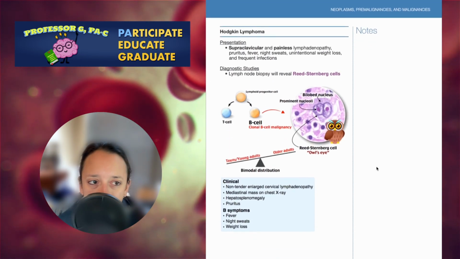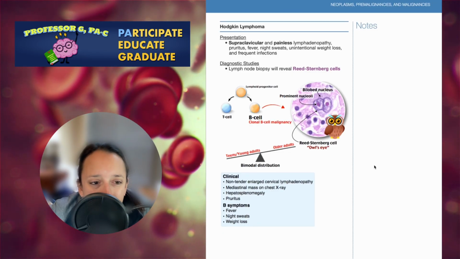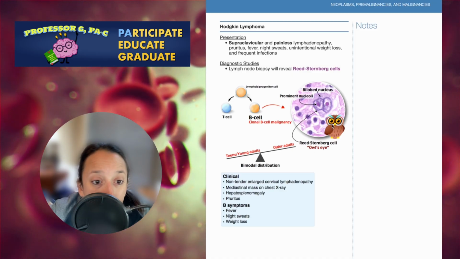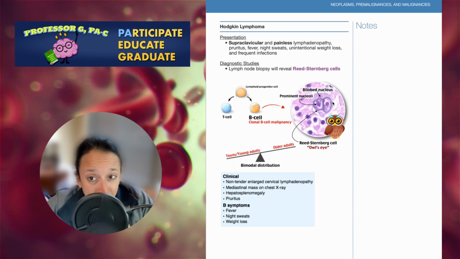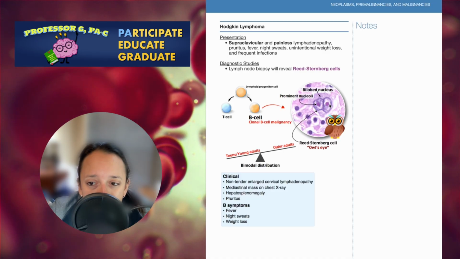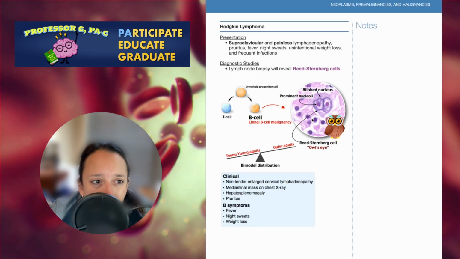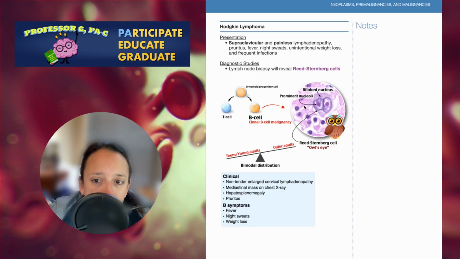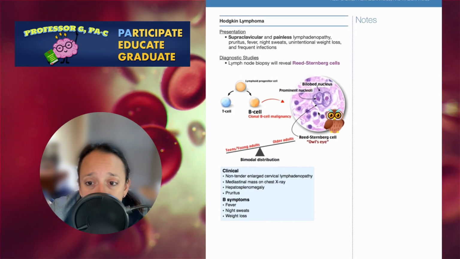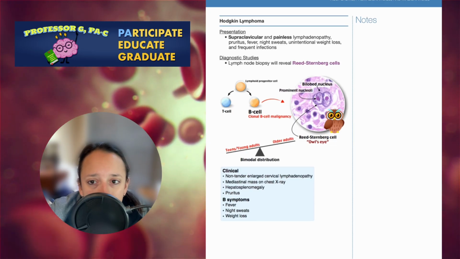Next up is Hodgkin lymphoma. Hodgkin lymphoma is a malignant disorder of the B lymphocytes, and we're always looking for the presence of the Reed-Sternberg cells, with a classic owl's eye appearance. There are two major categories of this: the classic Hodgkin lymphoma and the nodular lymphocyte predominant Hodgkin lymphoma. Hodgkin lymphoma has a bimodal age distribution, so it most commonly affects young adults in their 20s, and then again adults over the age of 55. It's slightly more common in men, but has a strong association with Epstein-Barr virus infections.